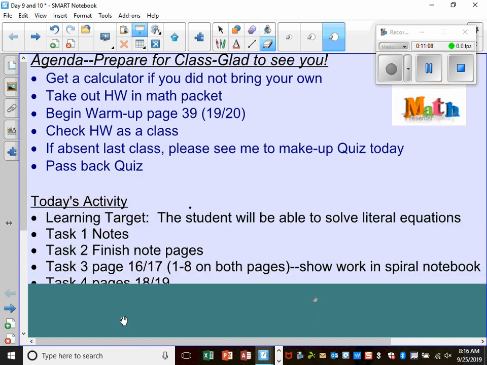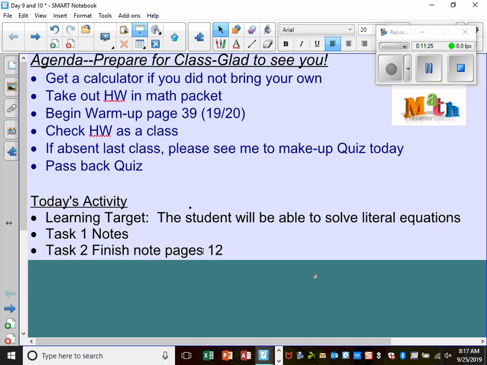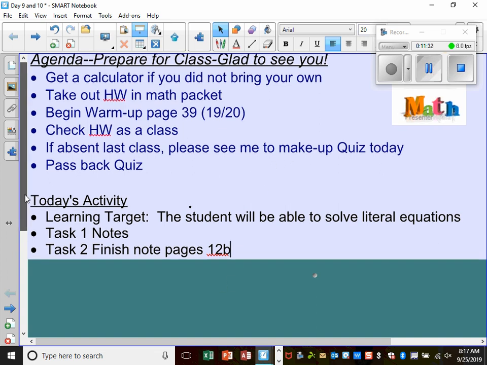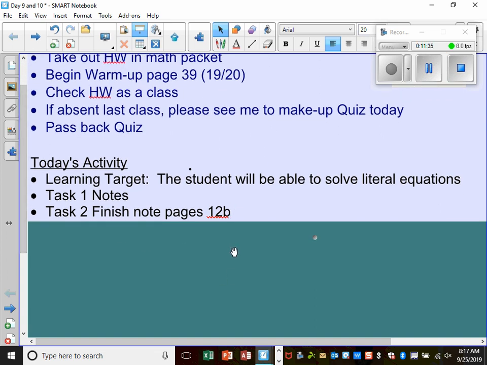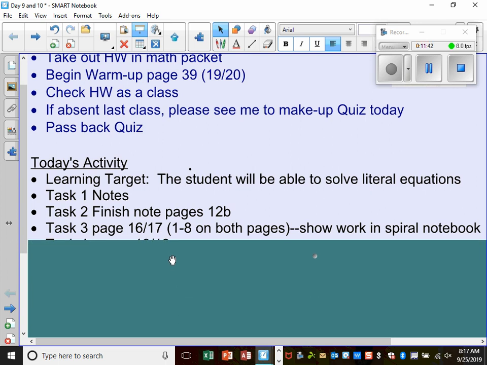It says finish the note page. Since we started with the first lesson on variables in the denominator, you're going to finish page 12b. I think I did most of 12a with you. That's on variables in the denominator. So let's start there. It's the 2 lessons today: one is variables in the denominator, and the other was literal equations. After that, we're not going to get to the task for today.